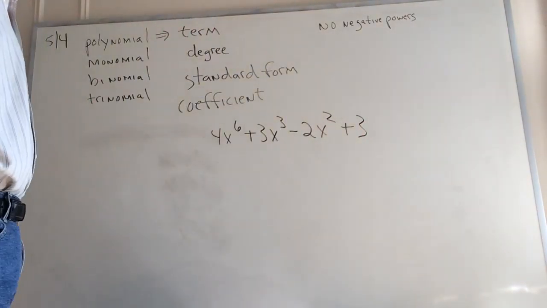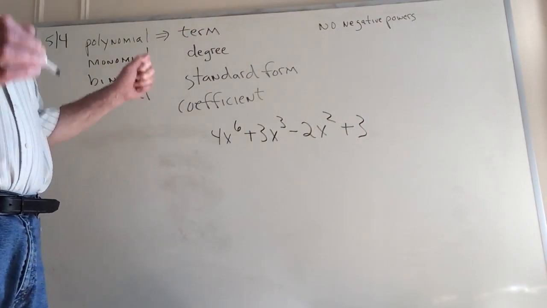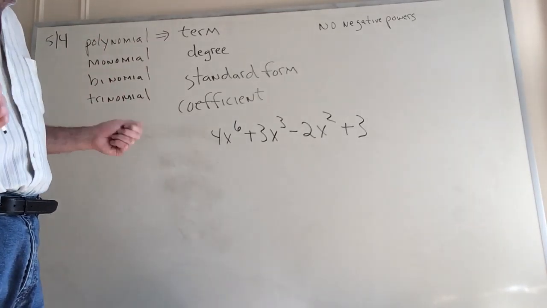So let's explain this. The terms. The terms are the parts of the polynomial that can't be combined.